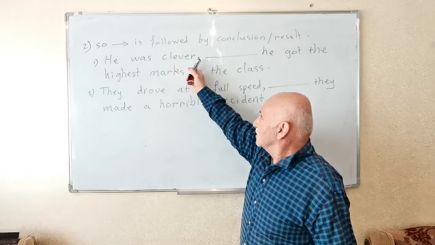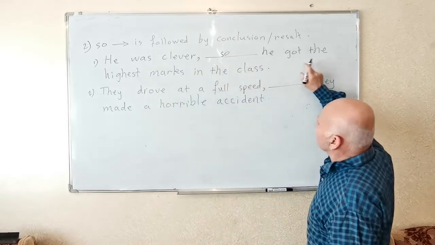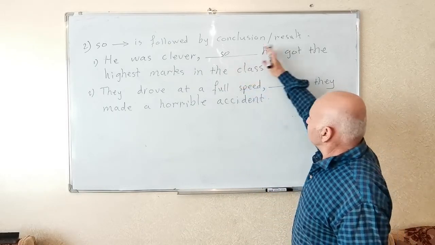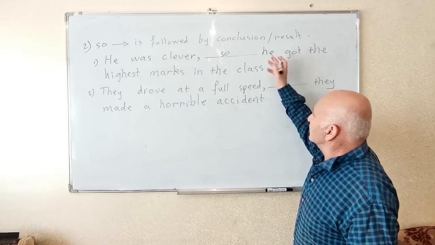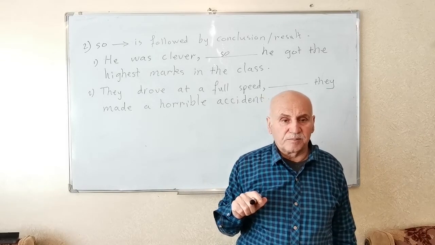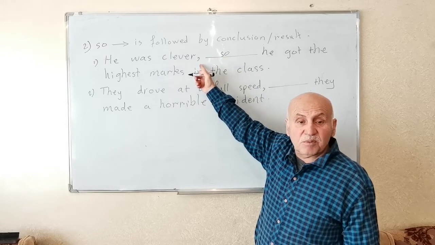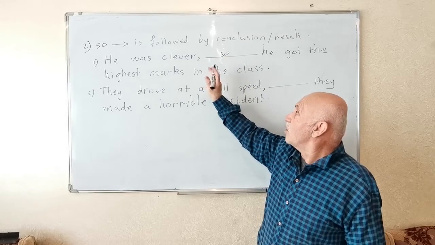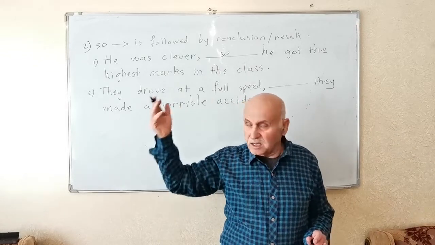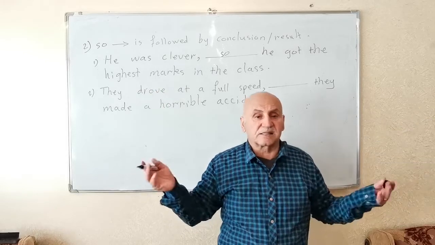He was clever, comma, so this is the reason. So he got the highest marks in the class. So is followed by a conclusion. What is the conclusion here? It is that he got the highest marks in the exam. Look at so. What is it preceded by? It is preceded by a comma. It can be used only in the middle of the sentence. Why? Because it is preceded by a reason and then it is followed by a result.